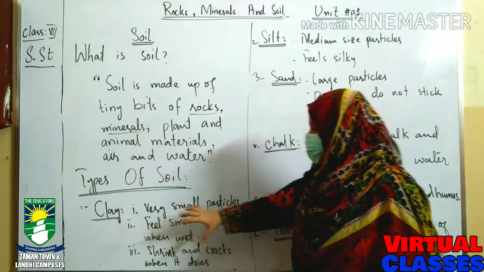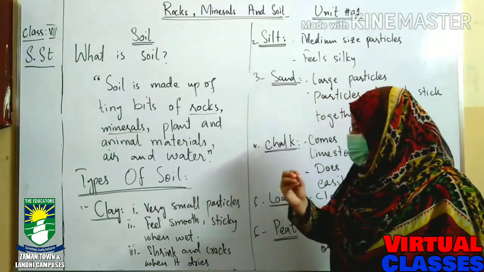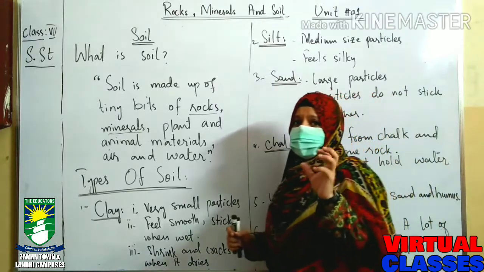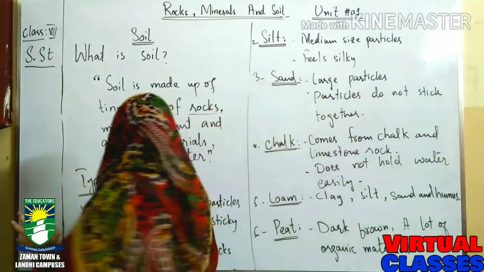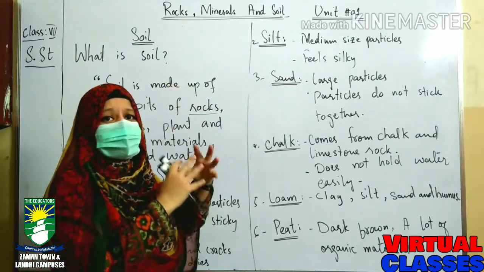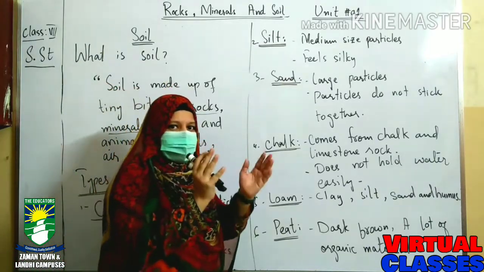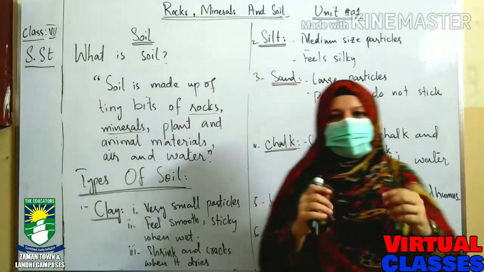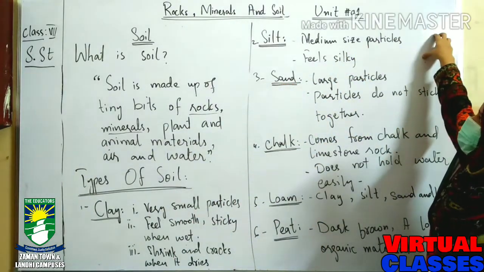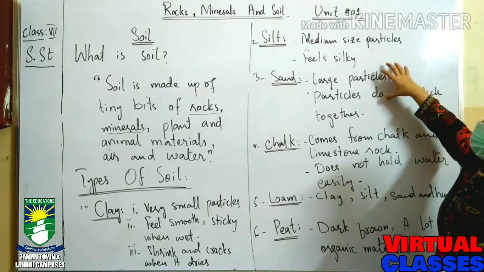Number 1, clay. Clay has very small particles. It feels smooth, sticky when wet and shrinks when dried. When it dries, the particles shrink. That means the particles are small and have space to absorb water and to lose water. Number 2, silt. Silt has medium sized particles and feels silky.